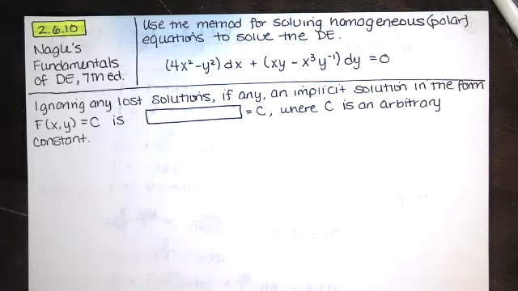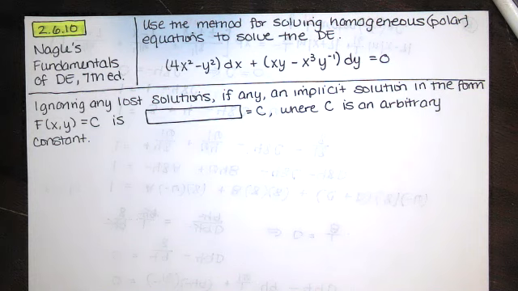In this video, we solve problem 2.6.10 from Nagle's Fundamentals of Differential Equations, 7th edition. We're asked to use the method for solving homogeneous polar equations to solve the differential equation, and we're given the equation in this form. And then the problem statement says, ignoring any lost solutions, if any, an implicit solution in the form f of x equals c is blank equals c, where c is an arbitrary constant.